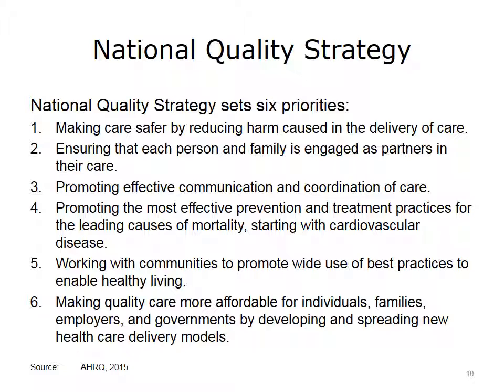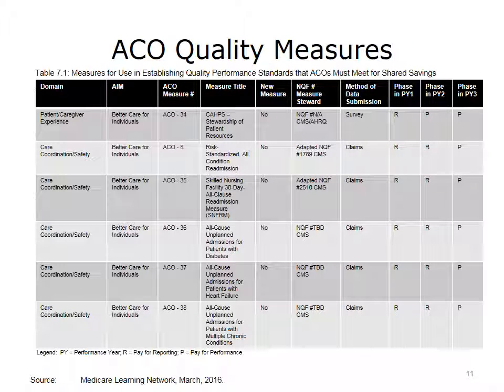5. Working with communities to promote wide use of best practices to enable healthy living. 6. Making quality care more affordable for individuals, families, employers, and governments by developing and spreading new healthcare delivery models. The priority areas are also sometimes called NQS domains. CMS's value-based payment models explicitly align quality measurement to those domains. Here's an example of alignment with the National Quality Strategy.